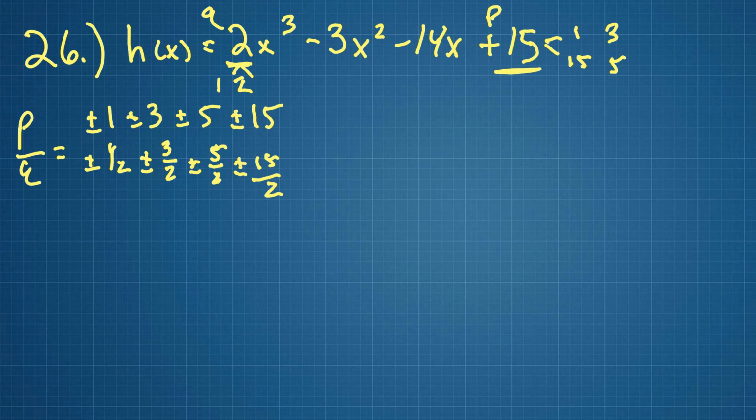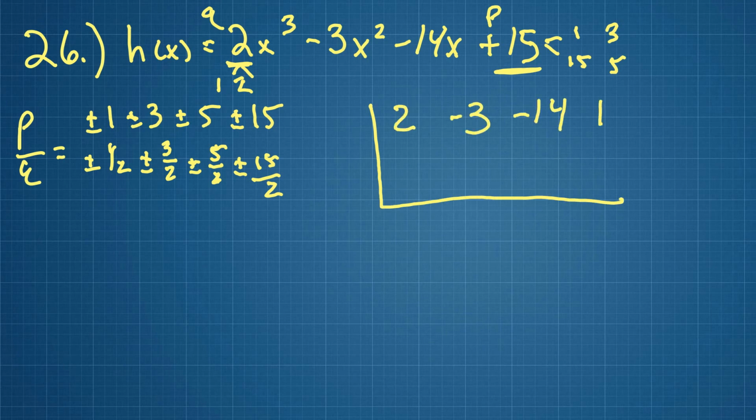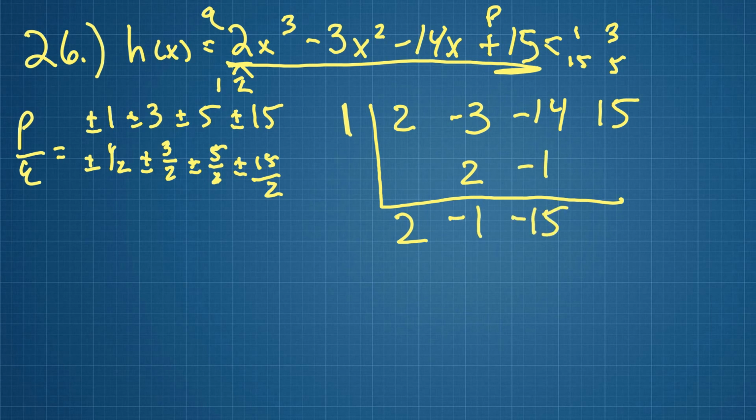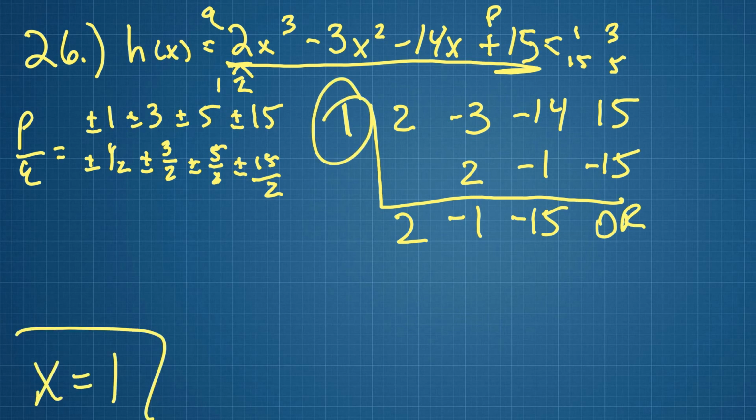Now, I'm going to make my box. I'm going to put 2, negative 3, negative 14, and 15 in the box. I'm going to guess, and remember I get that from this part right here. I'm guessing 1. I don't know if 1's going to work. Let's find out. Drop down the 2. 1 times 2 is 2. Get a negative 1. 1 times negative 1 is negative 1. Gives me negative 15. 1 and negative 15 is negative 15. So I have no remainder. 1 works. That means x is equal to 1 is a solution.